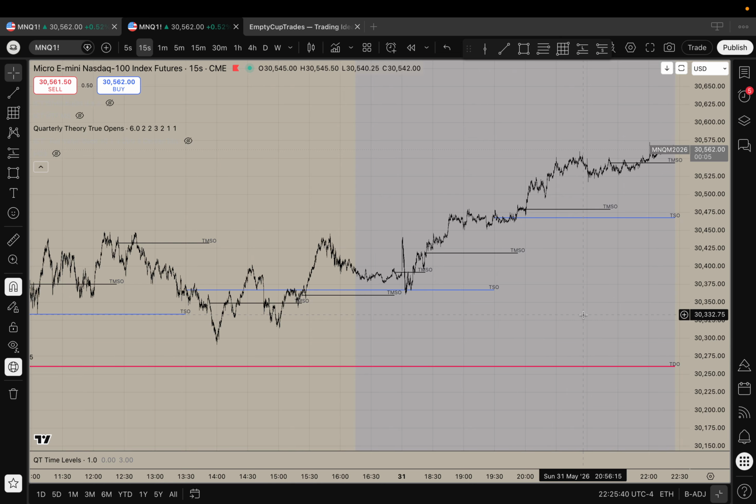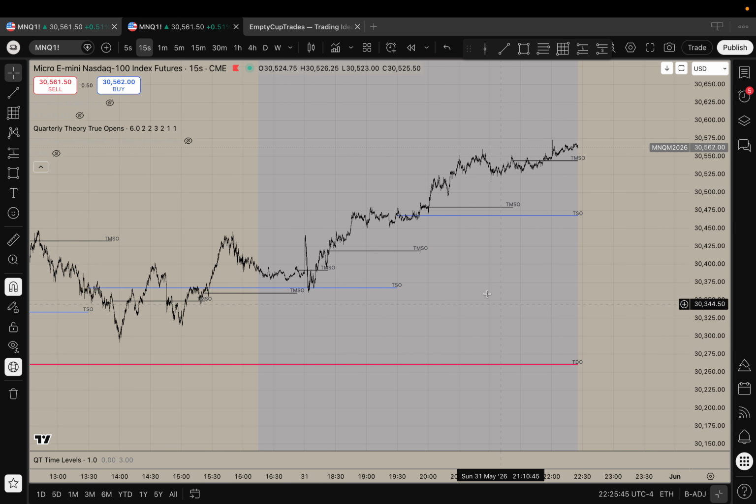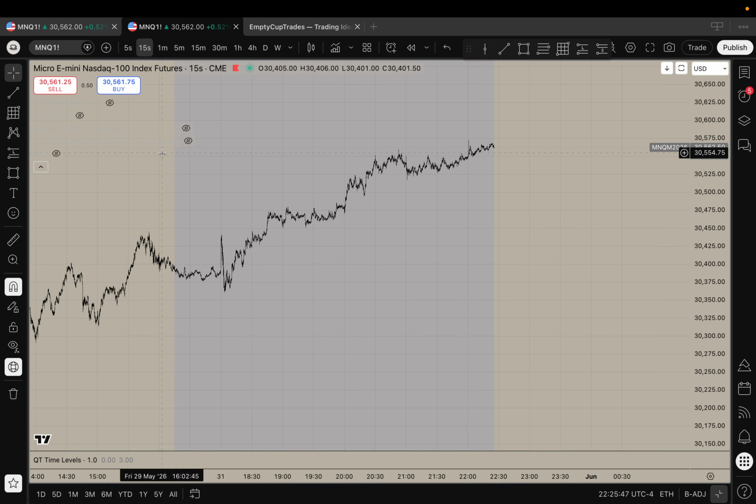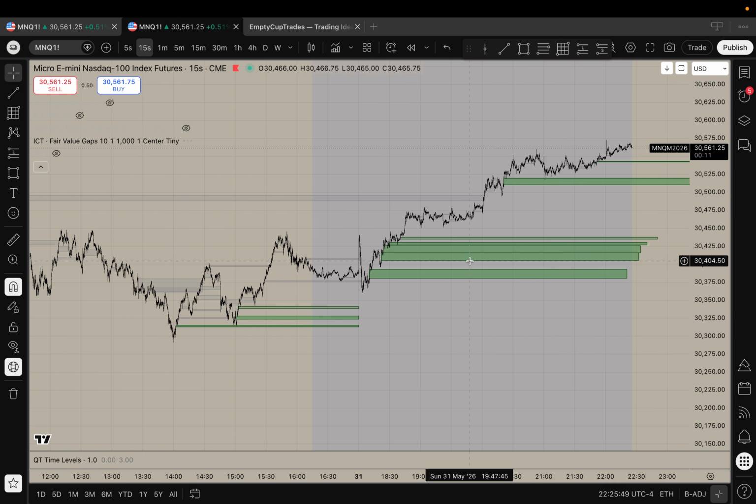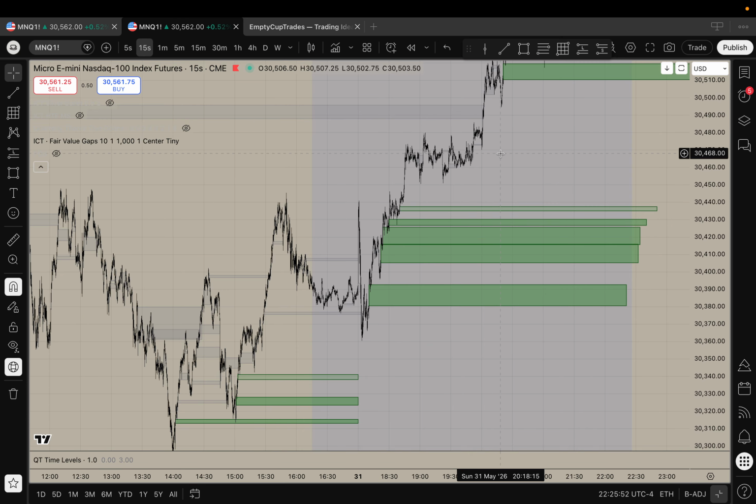But yeah, if you guys have any input, let me know. But otherwise, that's that. And then I want to show you guys this that I've been working on, this ICT fair value gap setup.